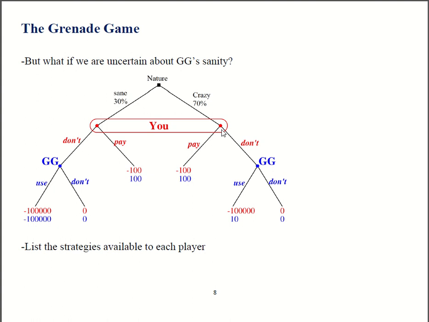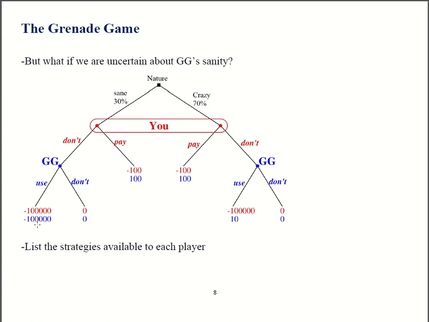So here's how you can model the game. Where we have external uncertainty, in this case we don't know if he's sane or crazy, we model that as having a third player, nature, make a move at random. So with probability 30%, just to pick a number, he's sane. In that case, the payoffs are the same as we saw before. If Grenade Guy is sane, he does not want to use the grenade because a sane person does not want to kill themselves. So payoffs are minus 100,000 for using the grenade.